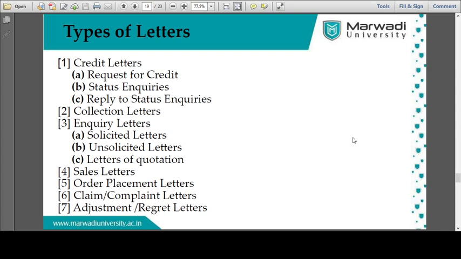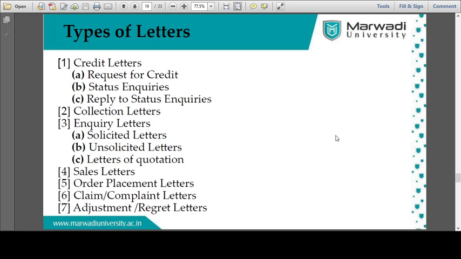Now these are the types of the letter. You can see the first one is credit letters. In credit letters, there are three subcategories. One is request for credit, second is status inquiries, third is reply to status inquiries. The second is collection letters, and the third one is inquiry letter.